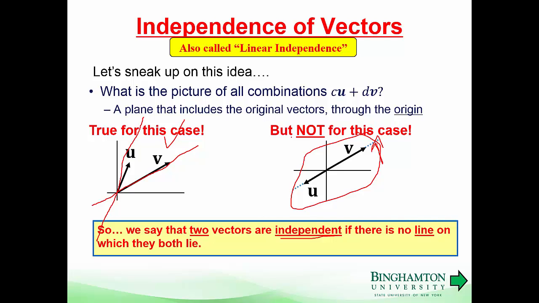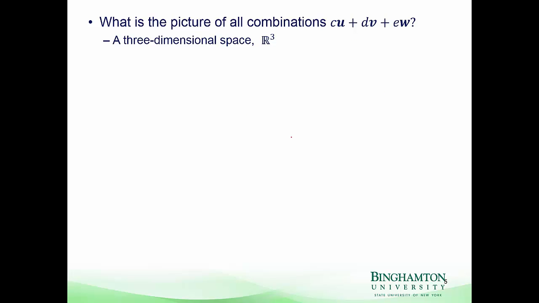And now we'll just generalize this idea. So now we go to the third question. I've got three vectors. I form a linear combination of them, and I want to know, if I look at all possible linear combinations, what kind of thing do I form? What kind of structure? And we said, well, it's a three-dimensional space, R3.